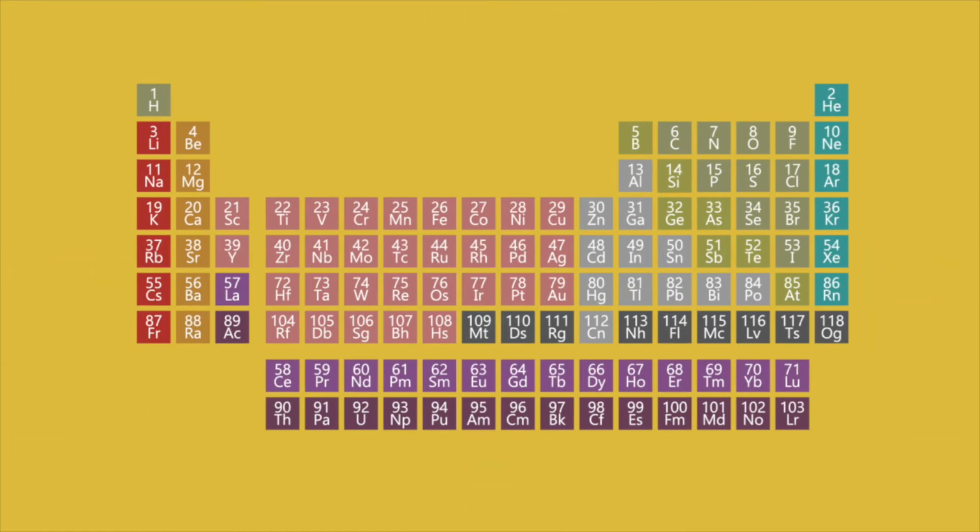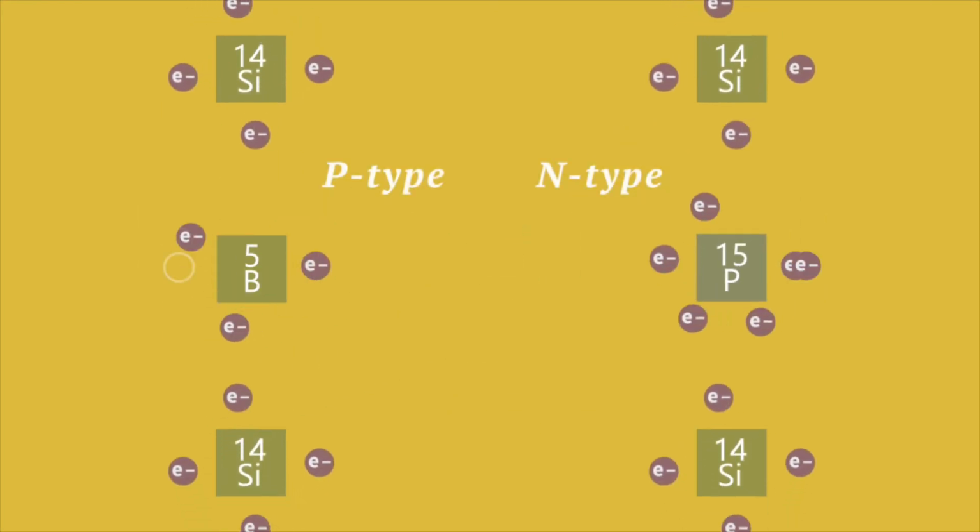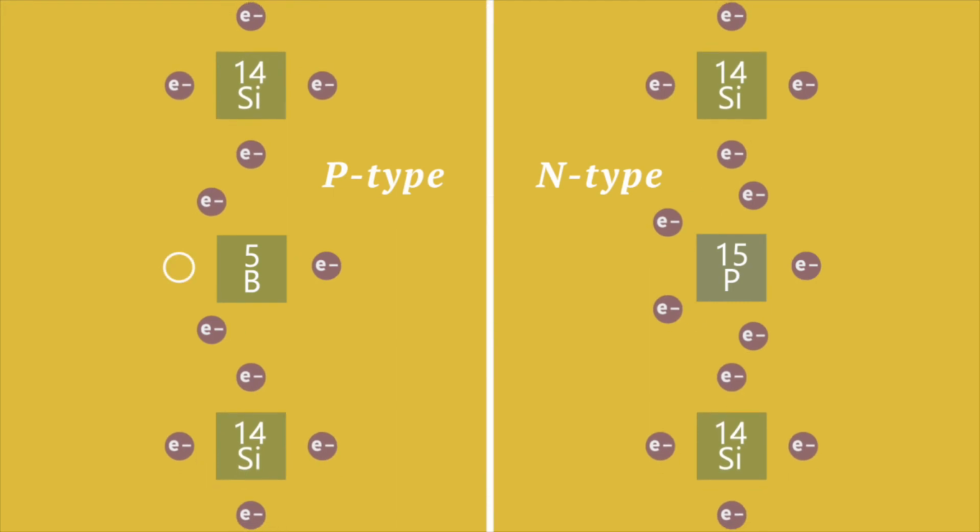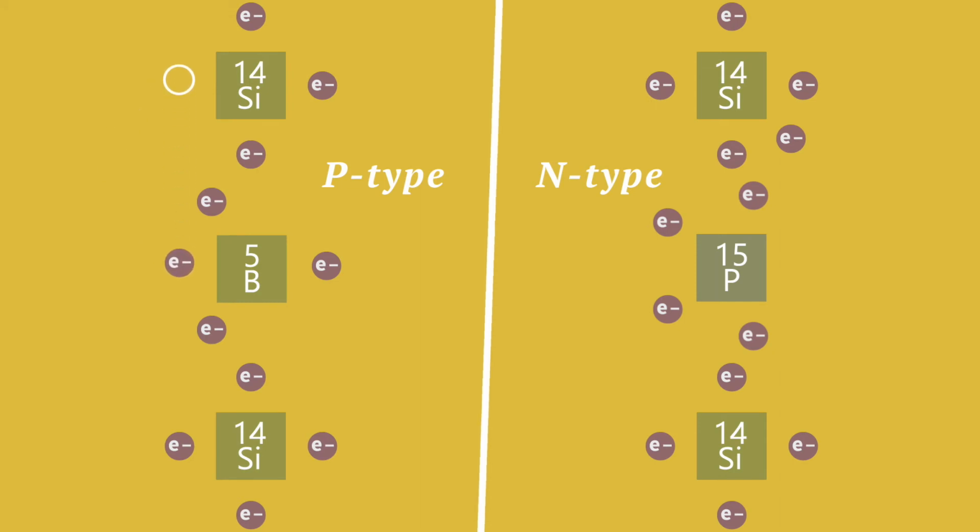By inserting atoms from phosphorus, which has one more electron in the outer shell, or from boron, which has one less, N-type and P-type semiconductors, respectively, can be created. N-type has extra free electrons to carry current, and P-type has fewer, resulting in holes which carry a positive current.